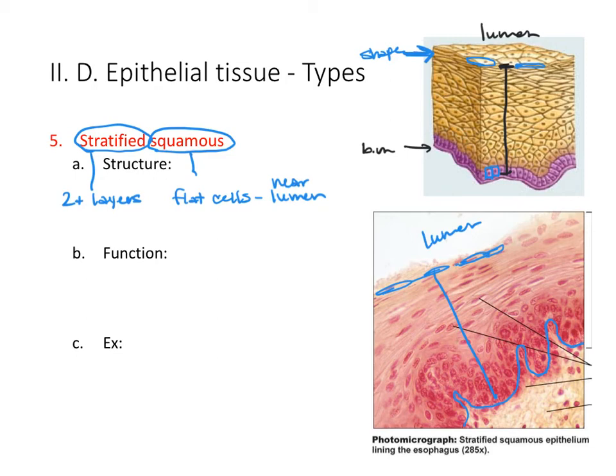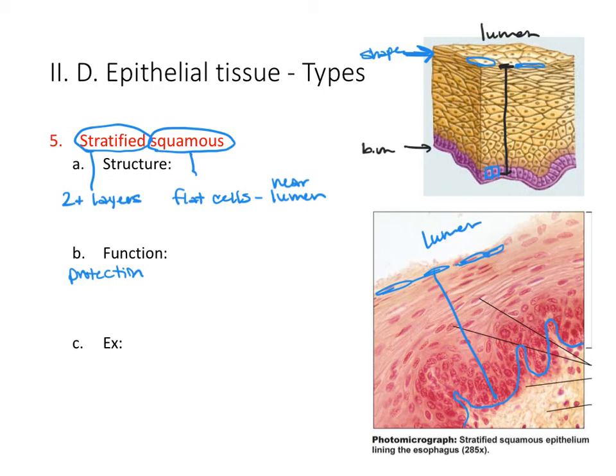Here we have a whole bunch of cells, and the function here is going to be protection. Remember, this tissue is going to form coverings and linings, and sometimes we need to have protection. And it might be protection from abrasion, it might be protection from dehydration, chemicals, all kinds of different things.